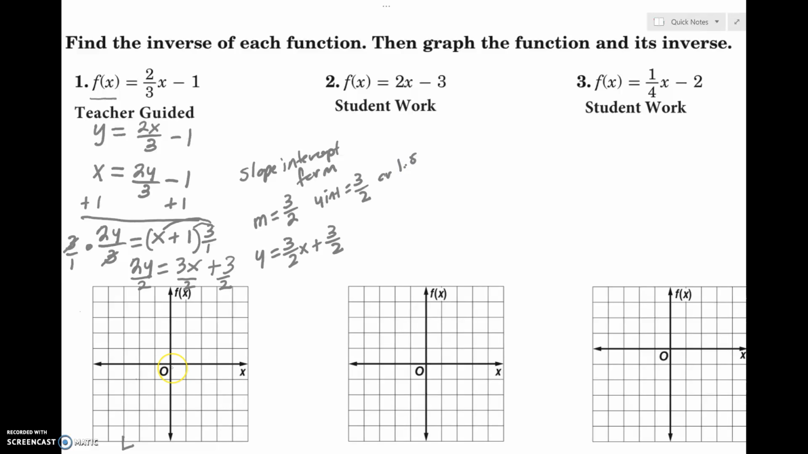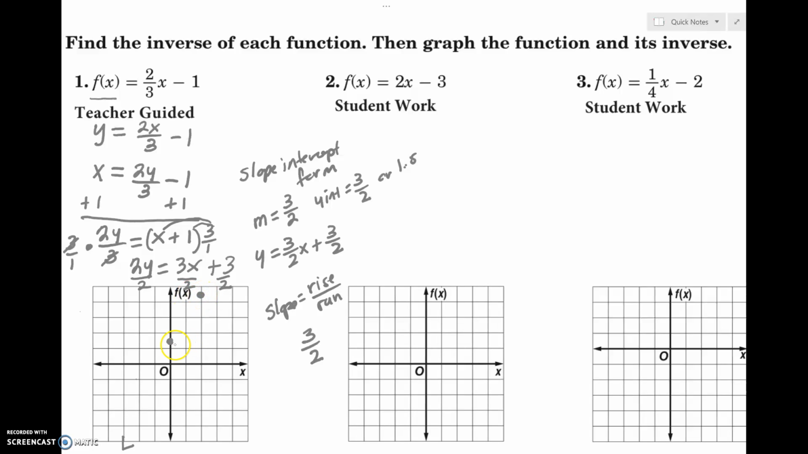So we're going to start at the origin. We go up 1, and then we go up 1/2. From that point, we're going to go ahead and apply the slope. And we notice that the slope is equal to rise over run. Since our slope is 3 over 2, we're going to rise 3 units, 1, 2, 3, and go over 2. And our point should be here.